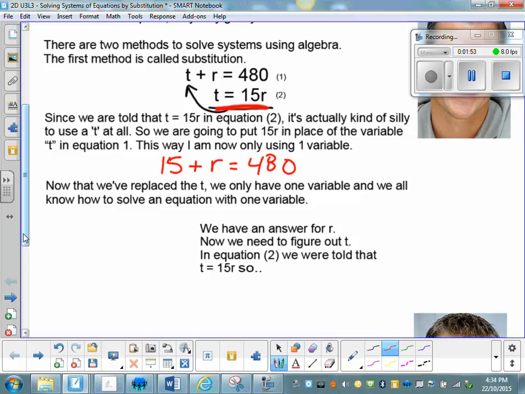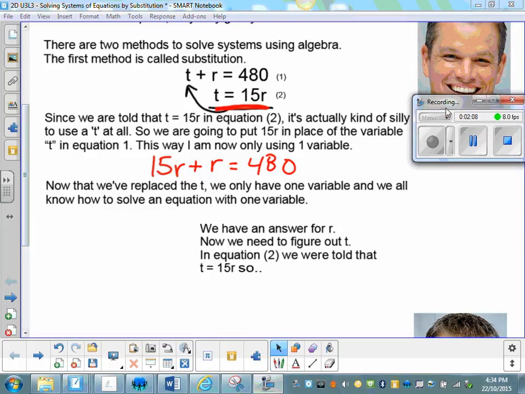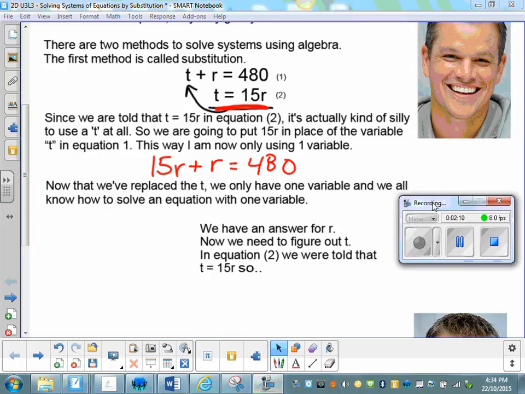So now that we've replaced the t, we have only one variable, and I forgot to write the r. Make sure you can see my face here. Okay, that's good. So you can see now we only have an r in this equation. The t's gone because we've substituted in. So now we have to solve that equation for r.